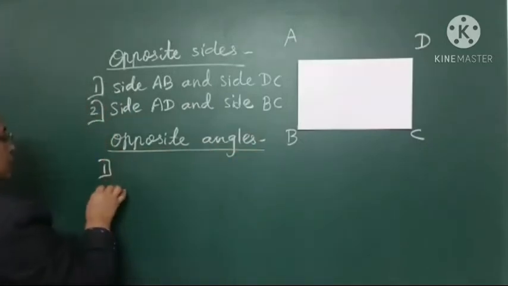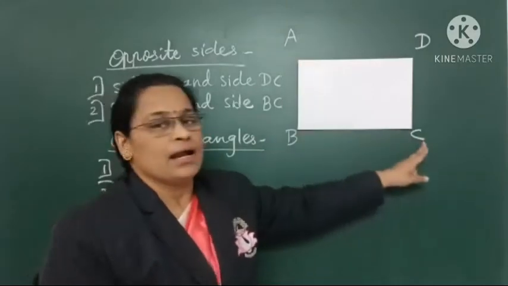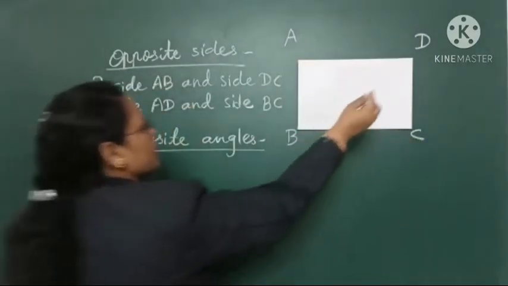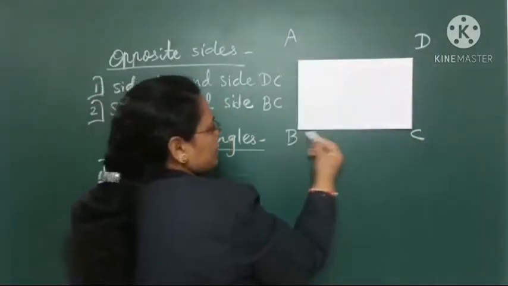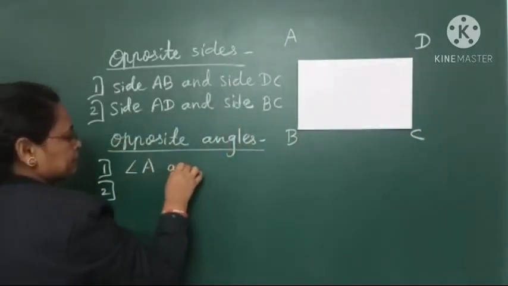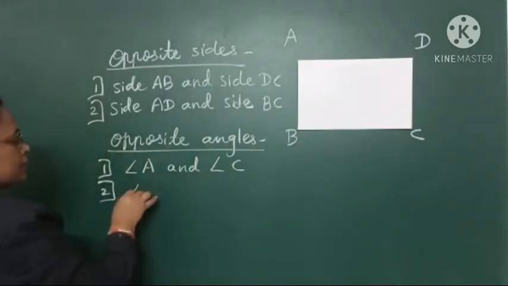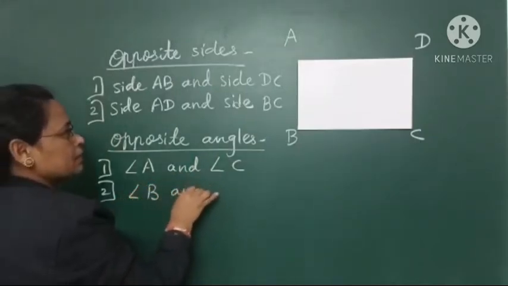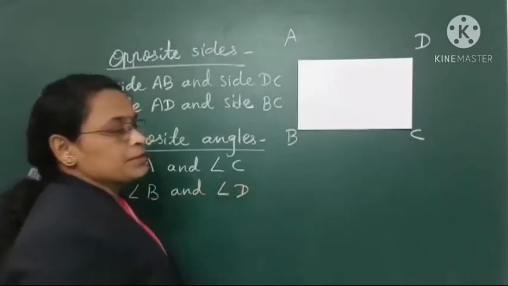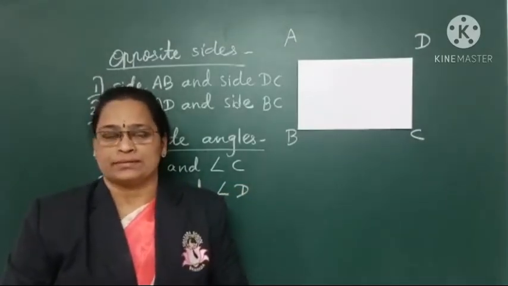First one. Is your answer ready in the mind? Yes. Angle A and angle C, angle DAB and angle BCD. Let's write only the one-letter names so that you will remember properly. Then angle B and angle D. So this is about the opposite sides and opposite angles.